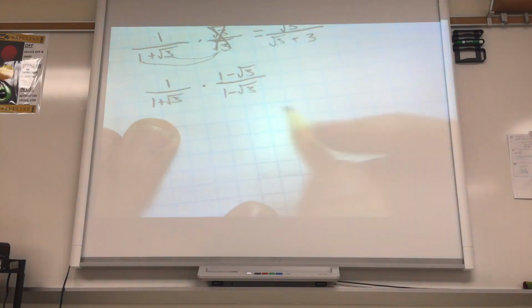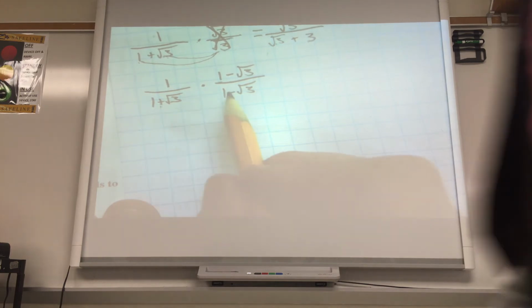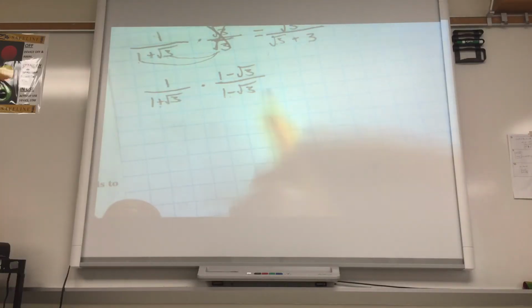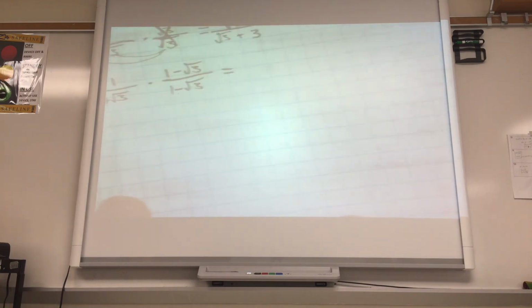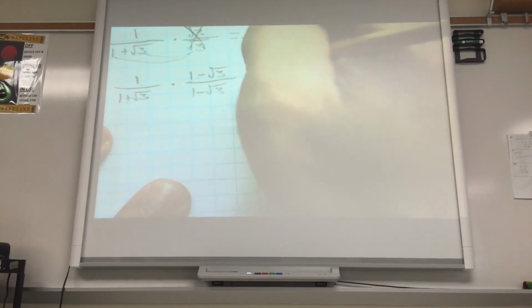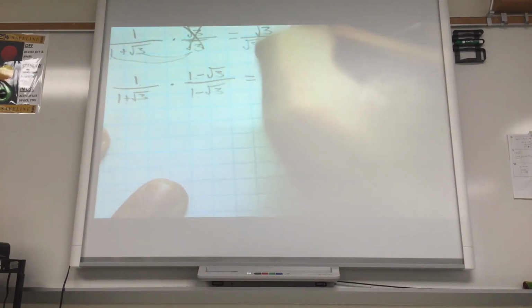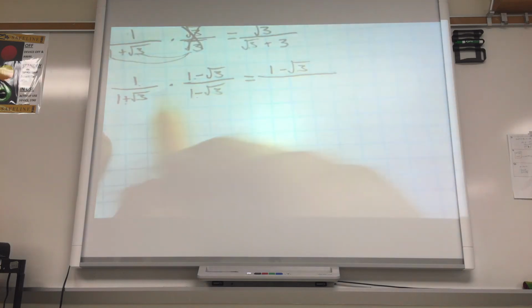It's called the conjugate. Okay? Notice all I did was multiply by the exact same thing, except instead of a plus, I have a minus sign. Now, the reason I do that is because when I multiply all this out, it ends up being 1 times 1 is 1. 1 times negative square root of 3 is negative square root of 3. So you have that divided by 1 times 1 is 1.